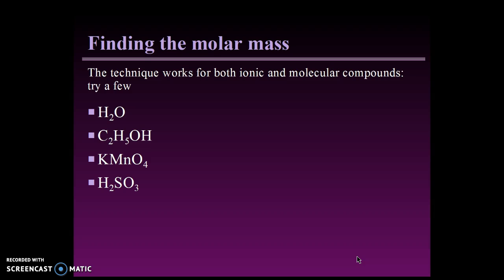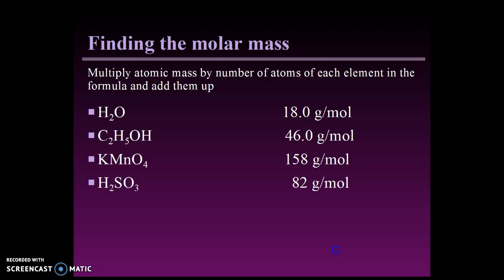Get your periodic table and look at these chemical formulas for water, for ethanol, for the purple substance potassium permanganate, and sulfurous acid. So stop this video momentarily, do the work, and then come back to get the answers. Here are the molar masses for water, ethanol, potassium permanganate, and sulfurous acid. I hope you've been successful. Now you should go practice some more.